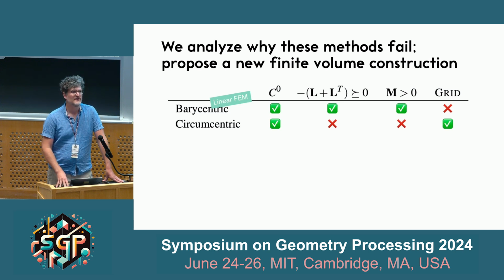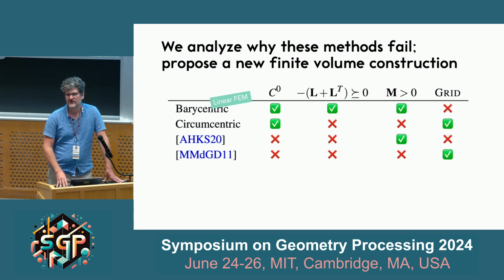If we use the Voronoi diagram, or its equivalent choice of circumcentric dual volumes, this is also continuous, but we lose the property that all the masses are positive. And for the Laplacian, things are also bad. We don't get a semi-definite Dirichlet energy.